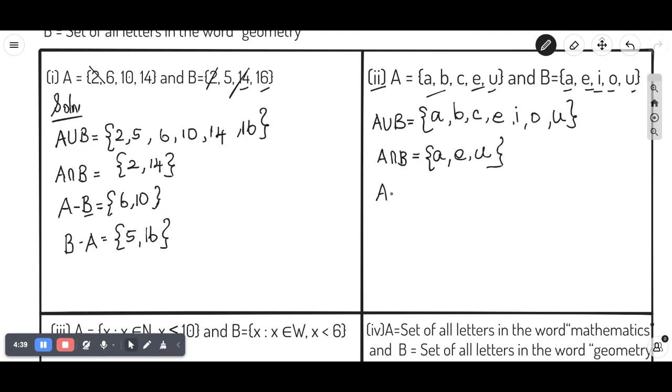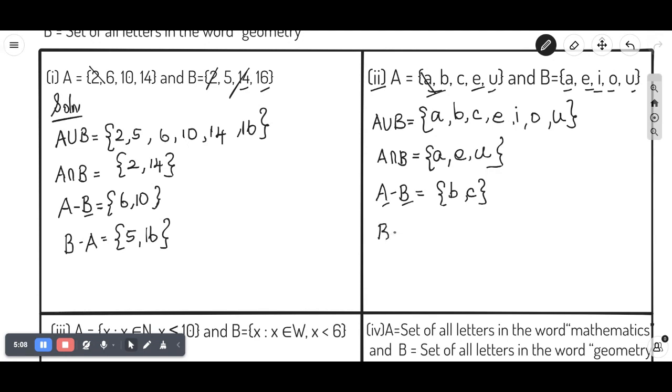A minus B. As we saw, we have to write the elements of A without the elements of B. A is there in A, but it is also in B, so you can't write that. B is not in B, so you can write B. Then C is not there in B, so write C. E is there in B, and U is also there. So you have to stop it here.